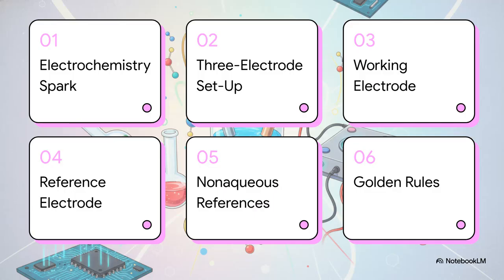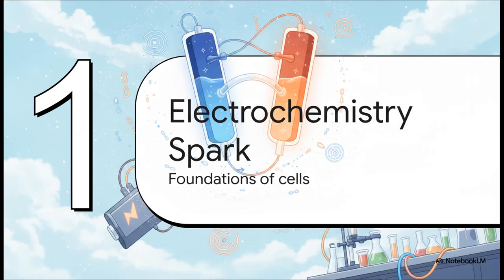All right, here's our syllabus for today's explainer. First, we'll trace the spark of electrochemistry. Second, the three-electrode setup. Third, the working indicator electrode. Fourth, the reliable reference electrode. Fifth, pseudo and non-aqueous references. And we will wrap up with Dr. Chem's golden rules. Let's jump right into part 1, the spark of electrochemistry.